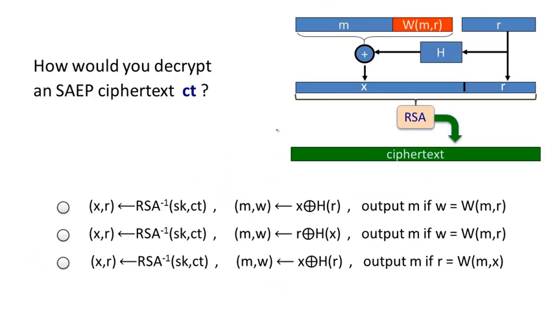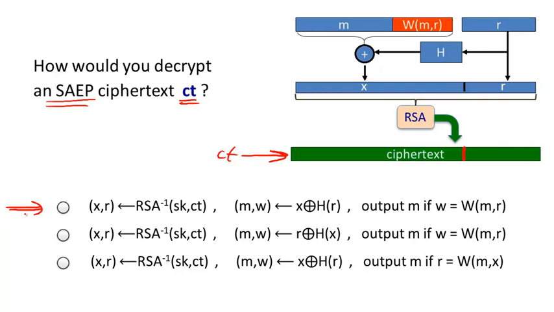So just to make sure it's clear in your mind how decryption actually works, let me ask you, how would you decrypt an SAEP ciphertext CT? So here you're given the ciphertext CT, and the question is which of these three methods is the correct way of decrypting the ciphertext? So the correct answer is the first one, and let's see why.